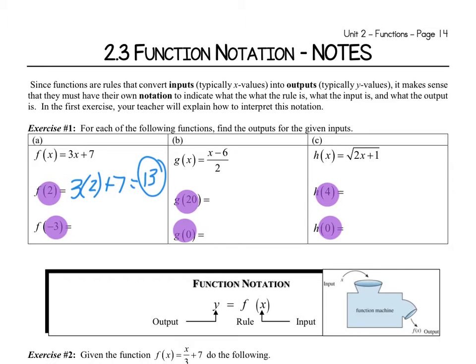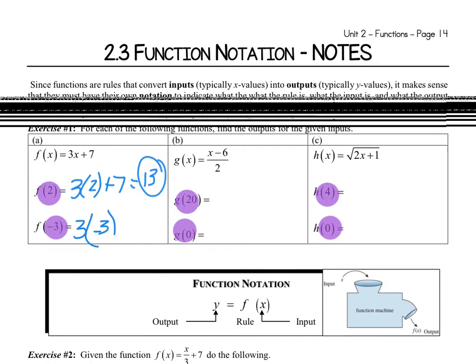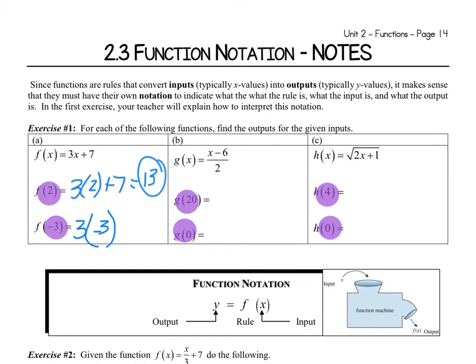Okay, let's do the same thing with negative 3. So we're going to evaluate f of negative 3. That's what this means, and that means we're going to substitute in negative 3 for x. So 3 times negative 3 is negative 9, plus 7 ends up equaling negative 2. So the point (-3, -2) exists on this line also.